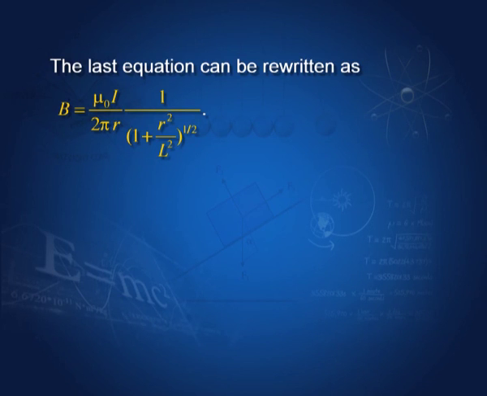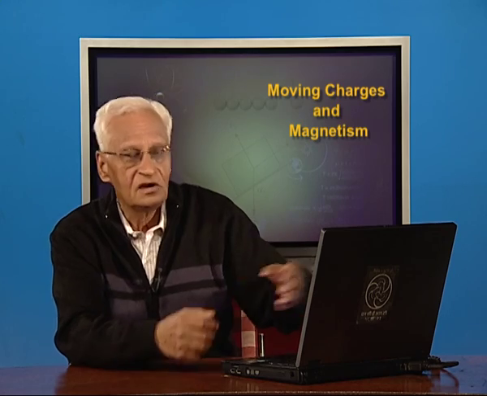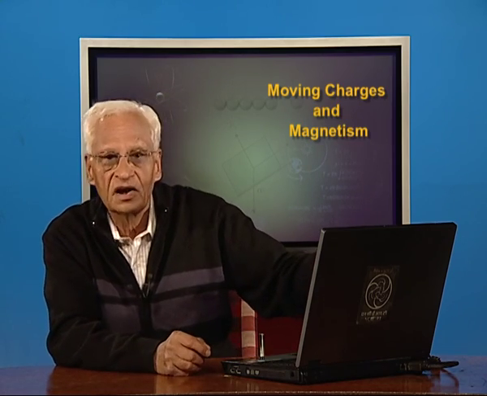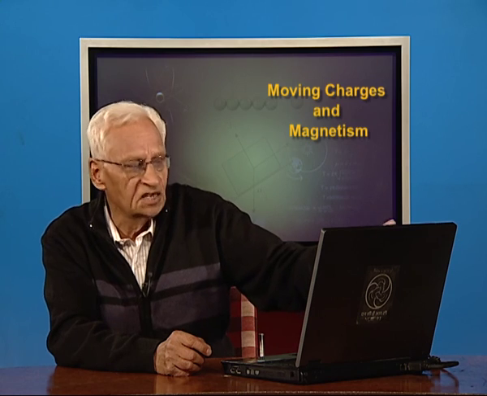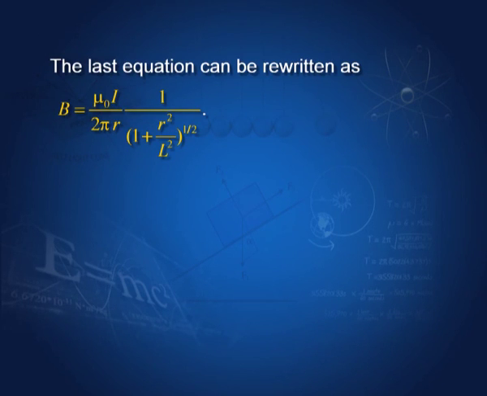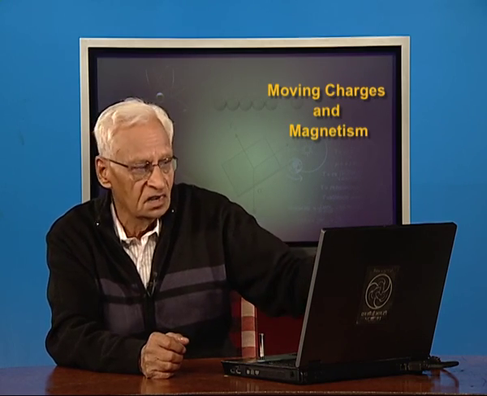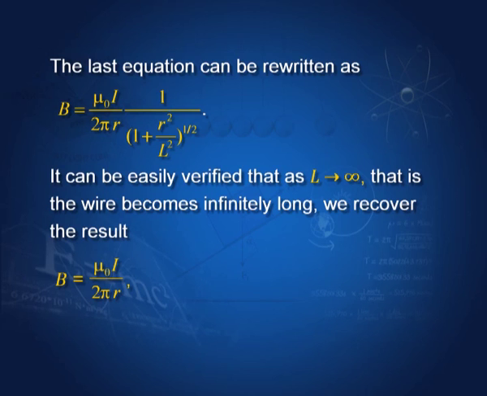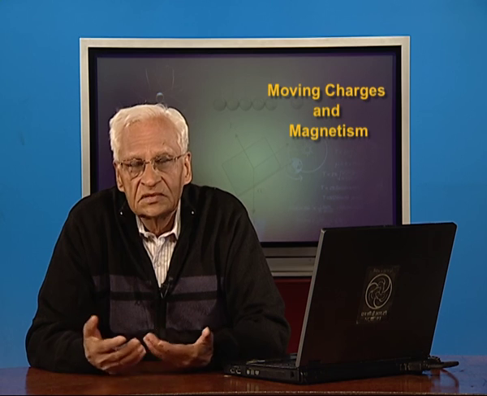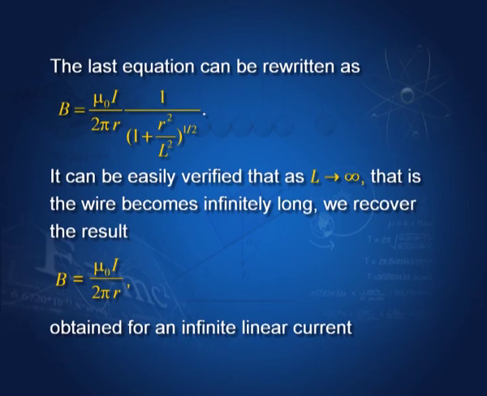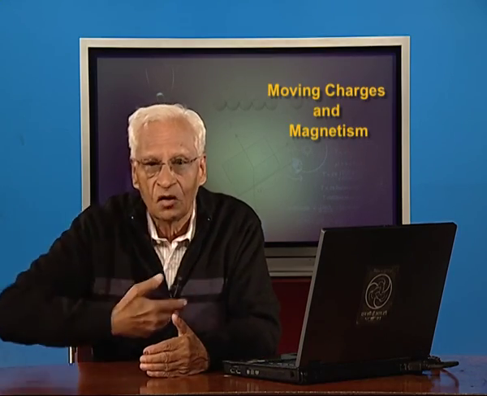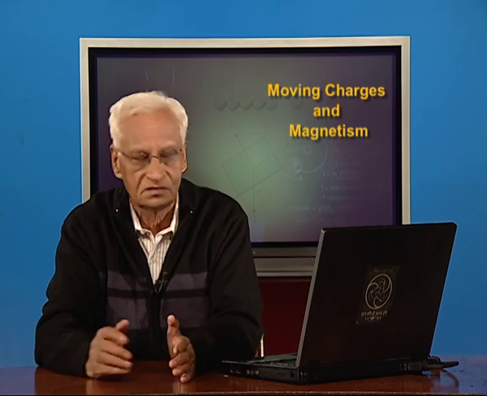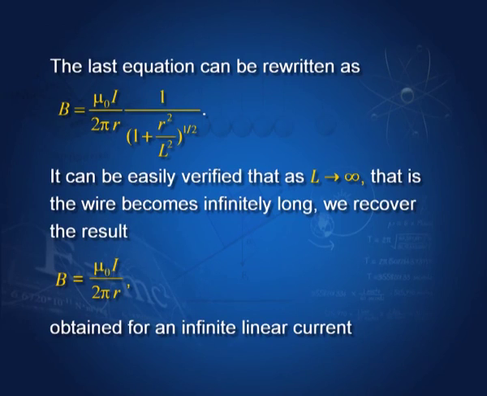Remember, mu 0 I by 2 pi r was the field for an infinite wire. So, we are writing this in this form: 1 by (1 plus r squared by L squared) raised to power half, because we want to verify the earlier result. If we make L infinity, then this term vanishes and we get the earlier result. This is the way physicists go ahead. You must verify the results that you already know. Then you know that the extension or the work that you are doing is in the right direction. So, we get the same result that we got earlier.